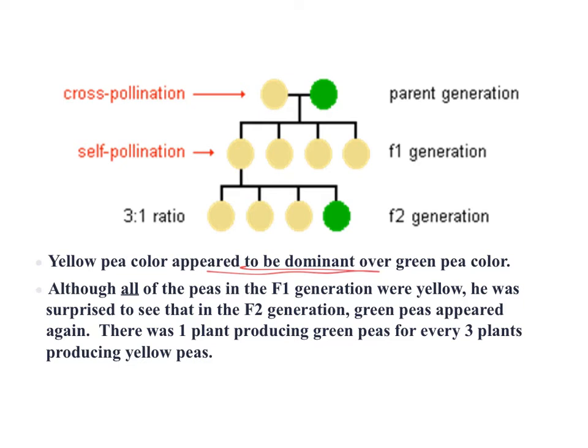Then he let those self-pollinate, and he noticed that in the F2 generation, or the first generation's offspring, some of them were yellow, but some green peas also appeared. And after so many crosses, he was able to pick up on a trend. He noticed that for every 3 yellow peas, there was 1 green pea. So they formed in a 3-to-1 ratio.